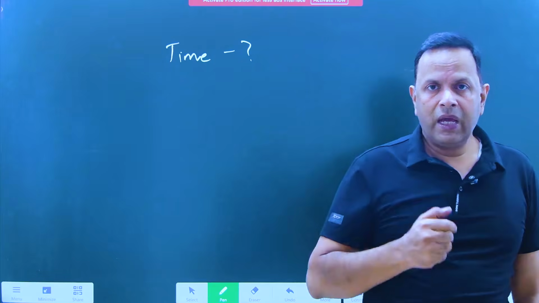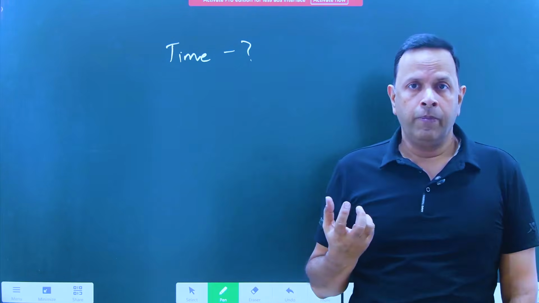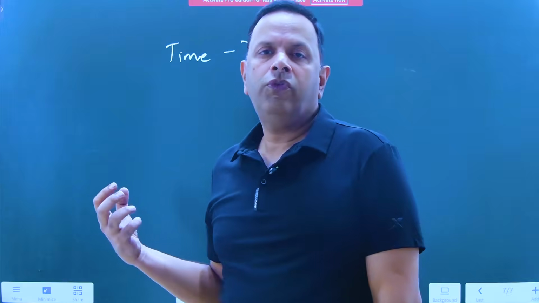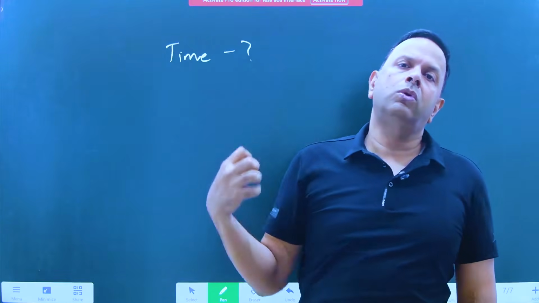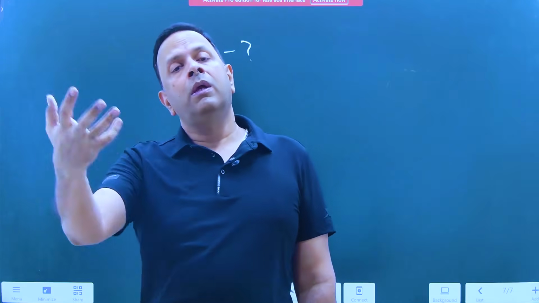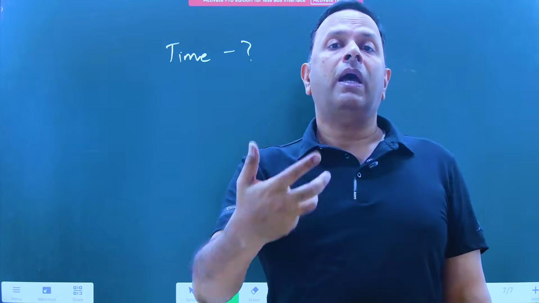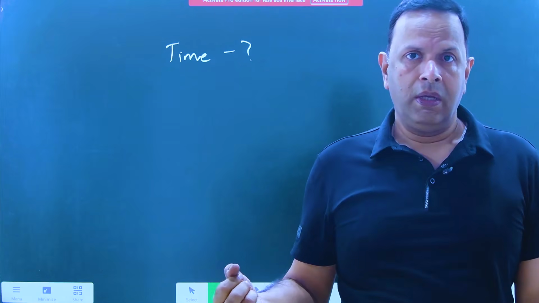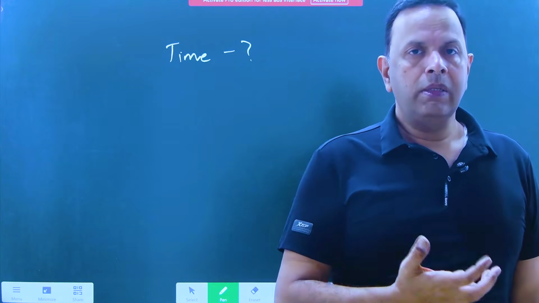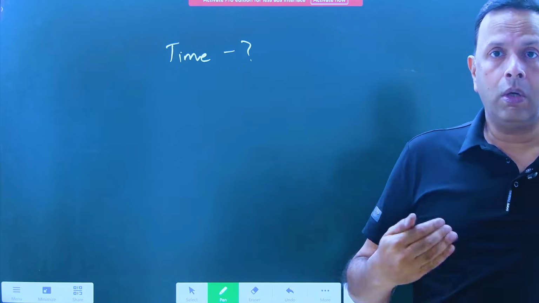So maybe you people would have heard it somewhere. There is a term called time dilation. If you are close to the earth, if you are away from earth, if you are close to the sun, you are away from the sun, you are close to a black hole or you are away from a black hole, the time proceeds at a different rate. So time is not as simple as we think about it. There is a lot more to it.